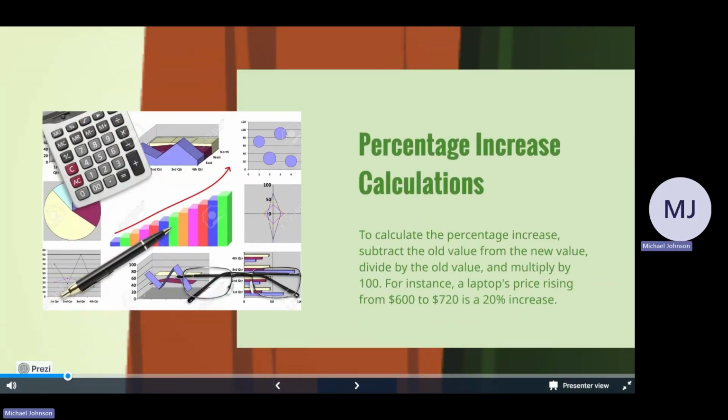To calculate the percentage increase, subtract the old value from the new value, divide by the old value, and multiply by 100. For instance, a laptop's price rising from $600 to $720 is a 20% increase. So you would do 720 minus 600, and then divide that by 600, and then you get 20%.